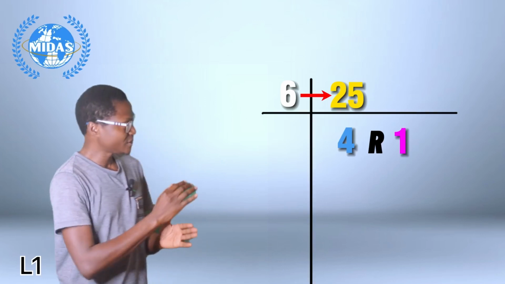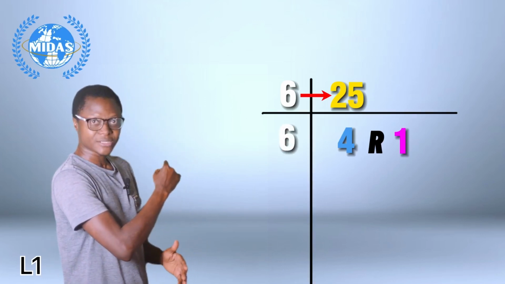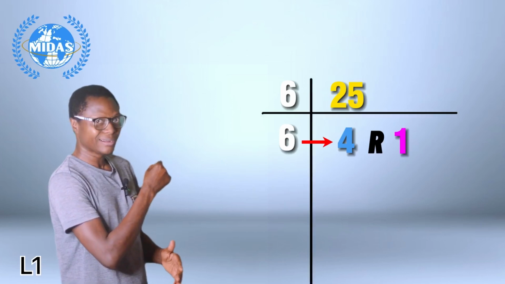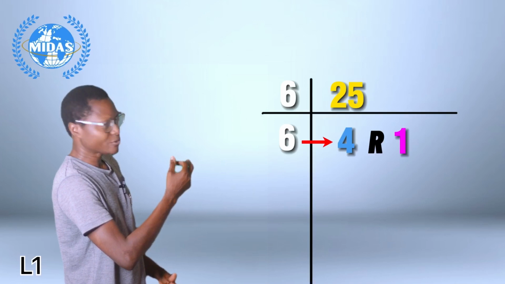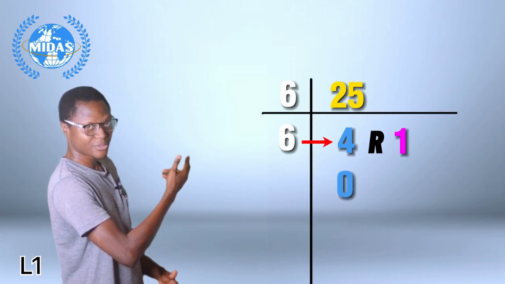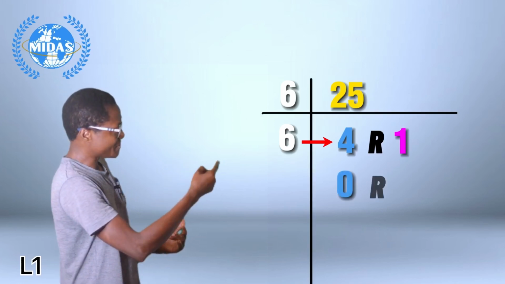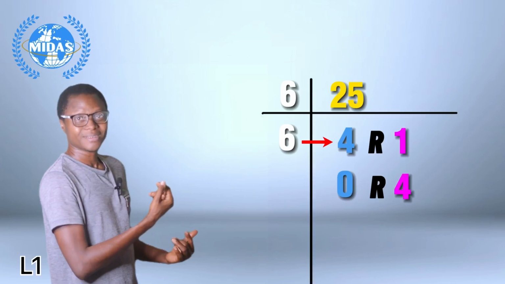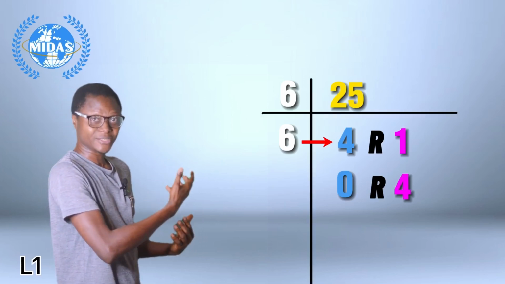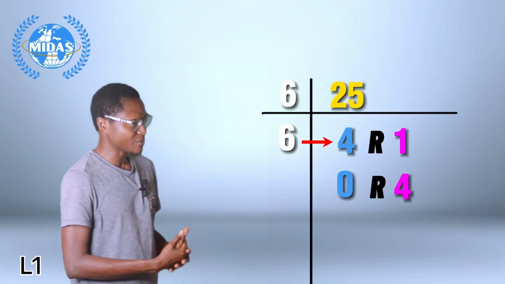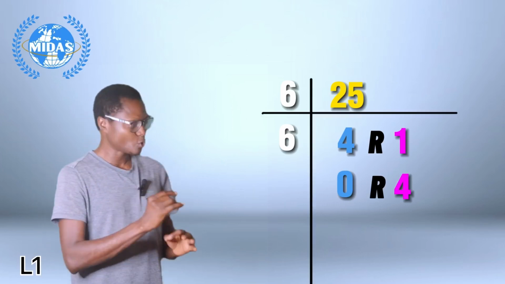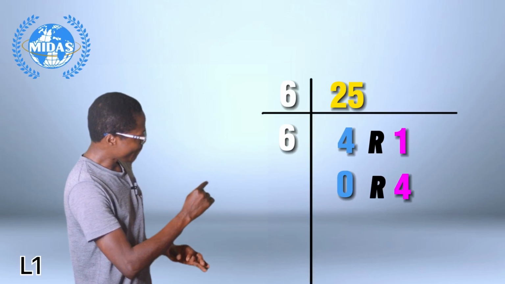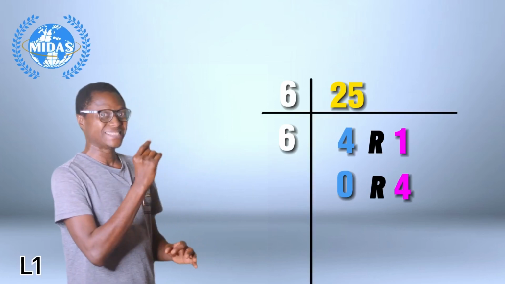Now, the next thing is we'll bring the 6 again. We'll say, can 6 go into this 4? Are you seeing it now? Now, 6 cannot go into the 4, so we'll put 0 because 6 cannot go into 4. So we'll now put remainder 4. Because the 6 cannot get into the 4, it is going to be remainder 4. So 25 base 10 is going to be 4, 1 base 6.